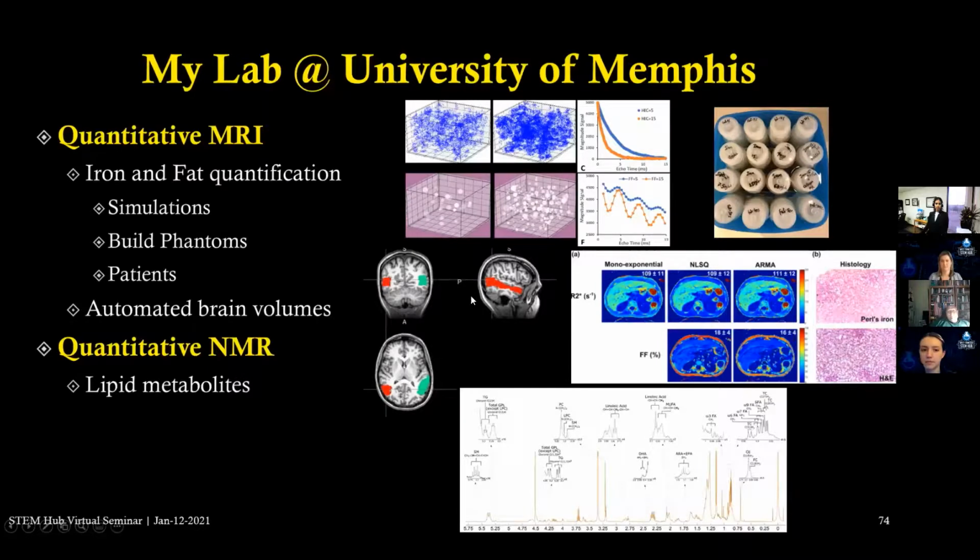And we're also working on automating some brain volume segmentation to correlate with some neurocognitive functions. And we also do quantitative NMR, where we measure the lipid metabolites like cholesterol, triglycerides, omega-3, omega-6 fatty acids from biological tissue samples.